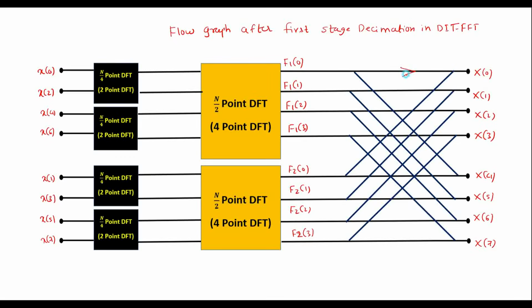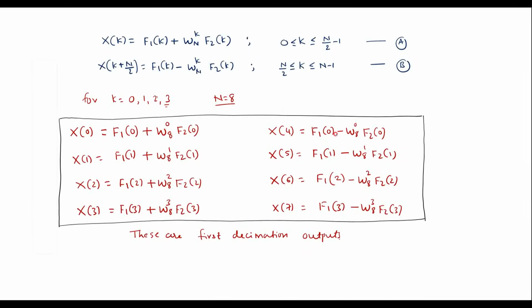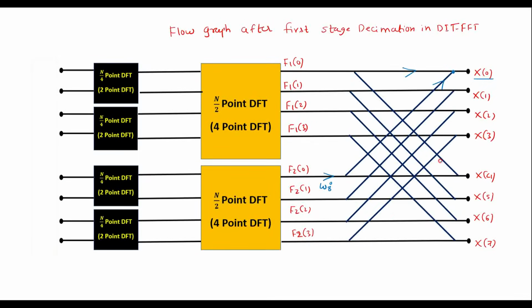This signal goes like this. So this is f1 of 0, and here we have w8 power 0. It will be multiplied with f2 of 0, and this signal will move like this. Here these two will be added. This produces x of 0. Similarly, here we have x of 4 is equal to f1 of 0 minus w8 power 0 f2 of 0. That is f1 of 0. This signal comes like this. Here it will be 1, and on this line it will be minus 1.